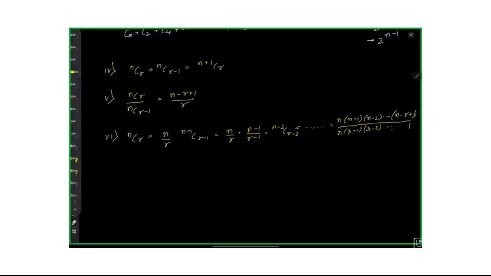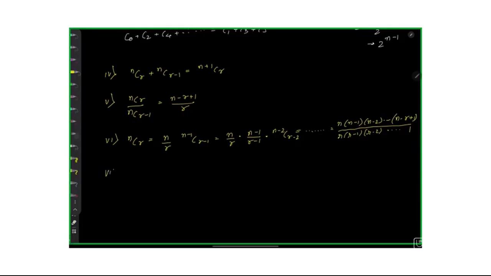Now the next property, the seventh one: nCr can also be written as (r plus 1) over (n plus 1) multiplied by (n plus 1)C(r plus 1). So here I have written all the properties. We can prove every one of them. The proofs are very easy, not rocket science, but you can personally contact me anywhere on Urban Pro, in my profile.